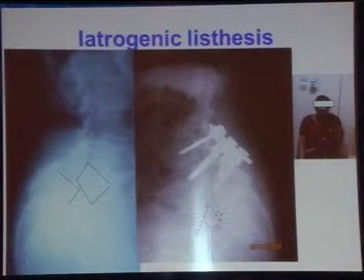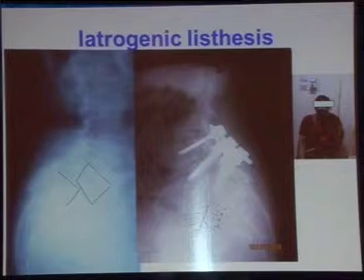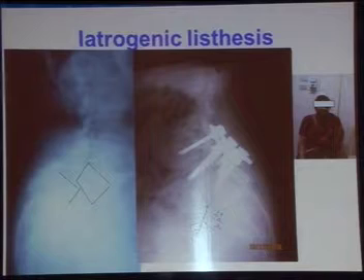Here is an example. Somebody did a laminectomy without instrumentation. They did a fusion without instrumentation, but it didn't work. It progressed and became angulated. She needed reduction and the circumferential fusion.